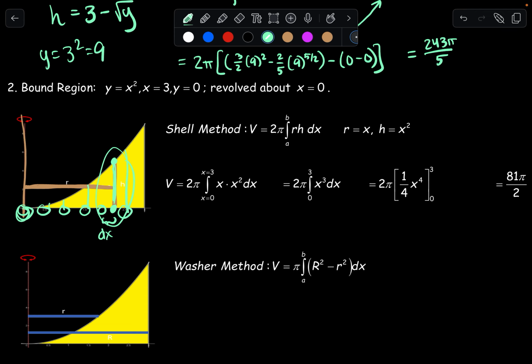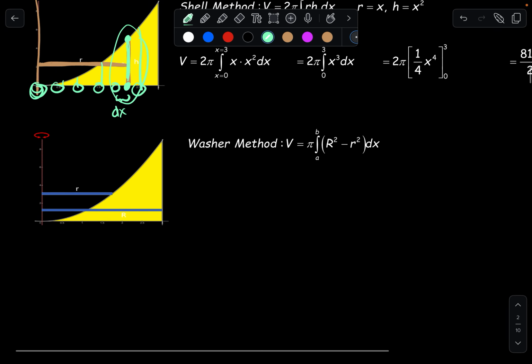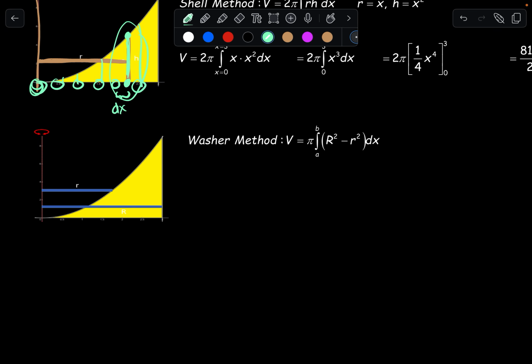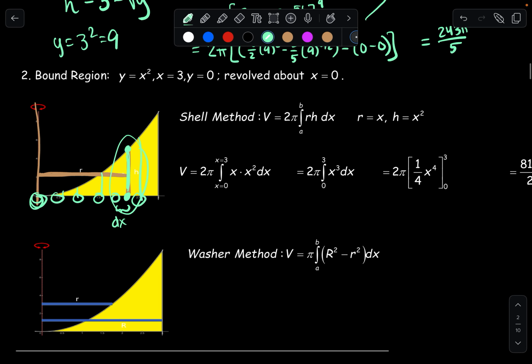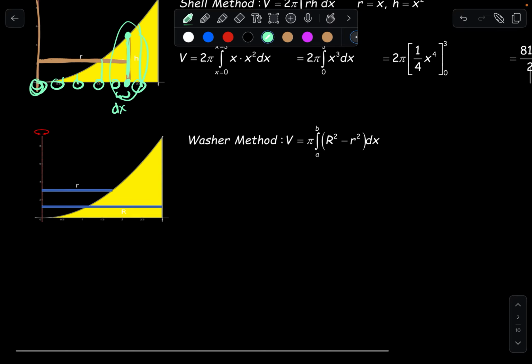They might tell you to use washer, or you won't have a way to use shell because you can't manipulate the expression provided. So it's good to know at least disc and washer, but shell is great to have as well because it is much more convenient than what we're about to do.